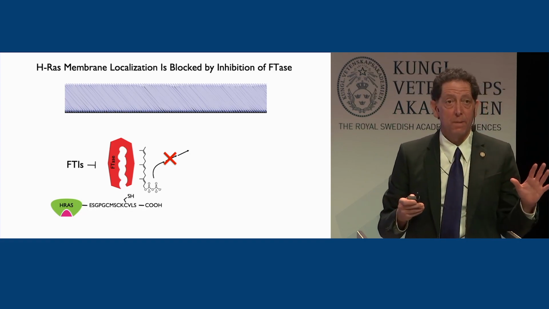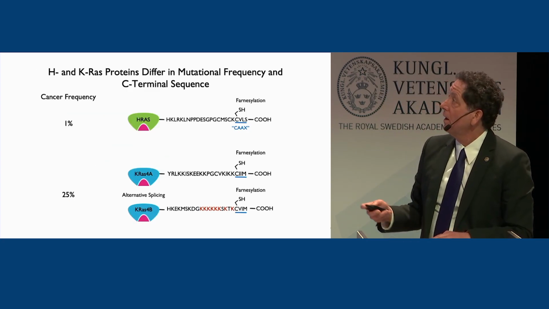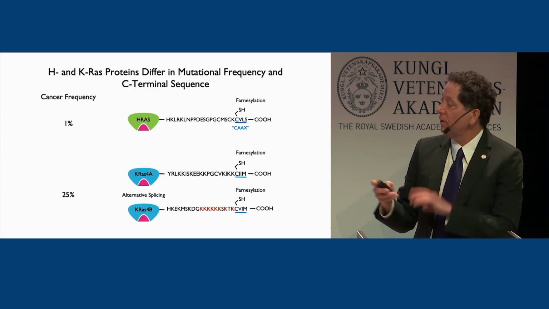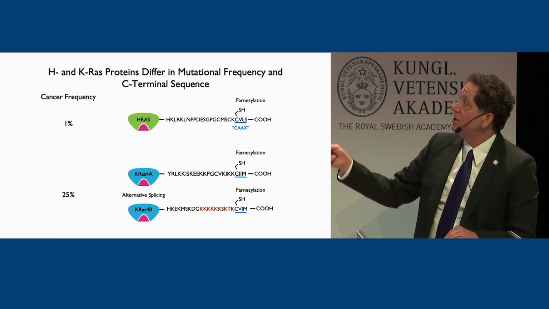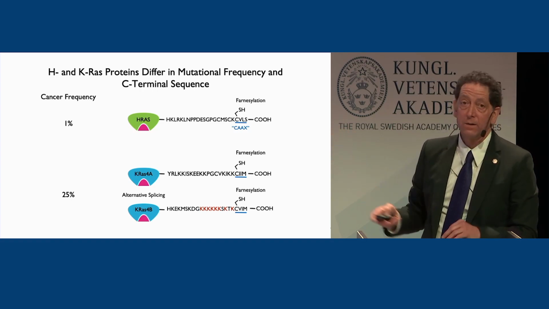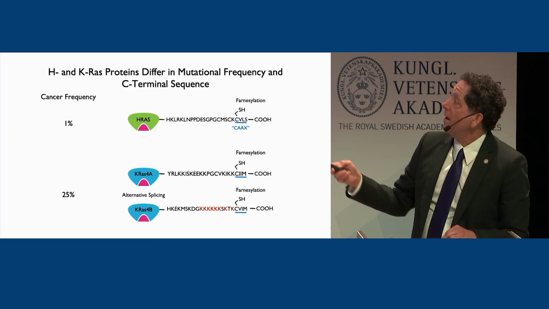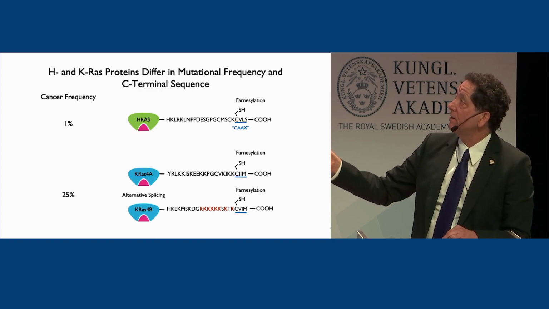Now I need to tell you about the differences between HRAS and K-Ras. There are several important differences. They each have a very conserved GTP binding domain, but you'll notice their C-terminal tails are different, and their frequency of inducing cancer is dramatically different.